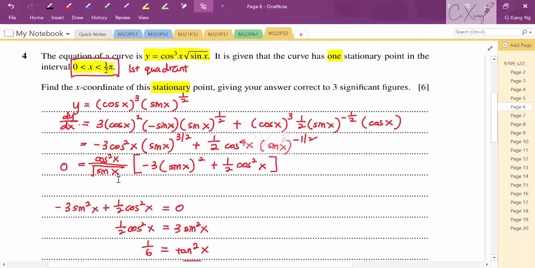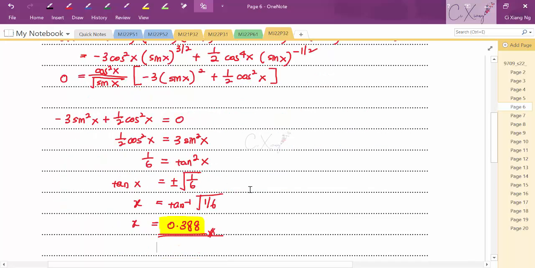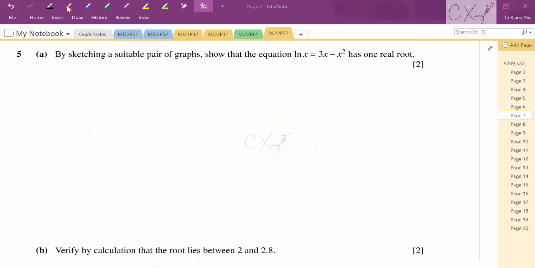Please make sure that you factorize out the dy dx before you continue to solve it. Okay, so question number 5. They want us to sketch a suitable pair of graphs to show that this equation has one real root. To sketch a pair of graphs, generally we are going to sketch two graphs here. The first one is y equals ln x, and another one will be y equals 3x minus x squared.